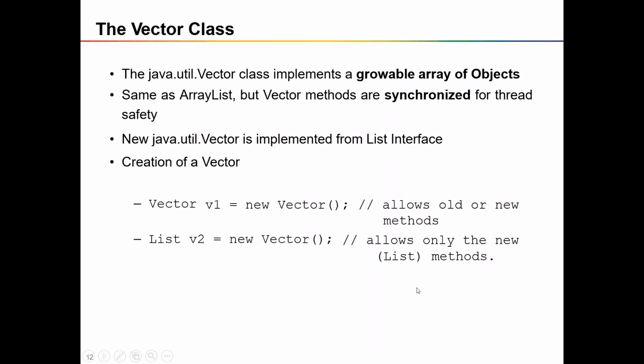And if you want to create a vector, you can go with a Vector v with the constructor, or you can create it like that also. So you are creating a reference for the list and you are creating an object of the vector. So here list is treated as a parent and new Vector is treated as a child. So here parent is holding the child object, which is allowed in Java. So you can create vector like this also.